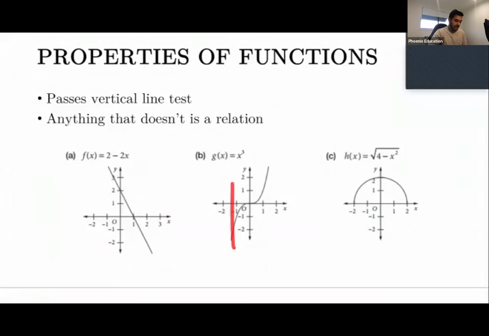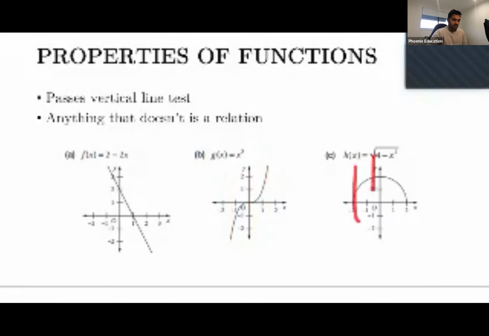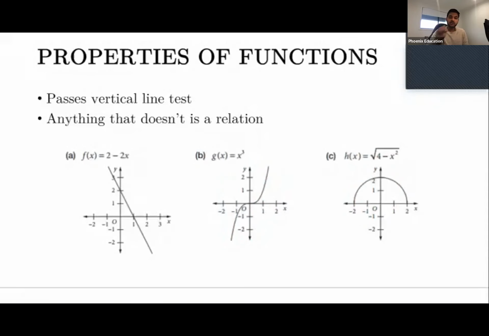So all the examples that we have on the screen here pass the vertical line test. And the thing is, it needs to pass the vertical line test at all points, not just at specific points. So if there's any points on the graph where it doesn't pass the vertical line test, then it's not a function. And we'll see an example of that in a bit.